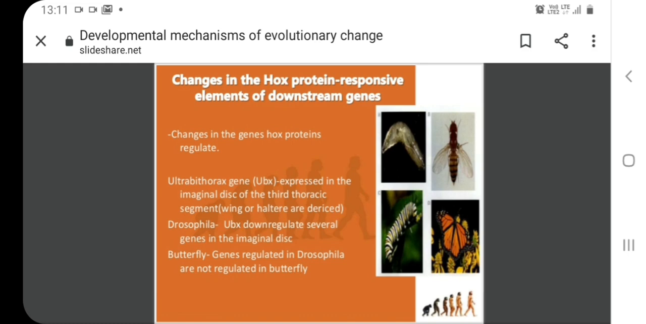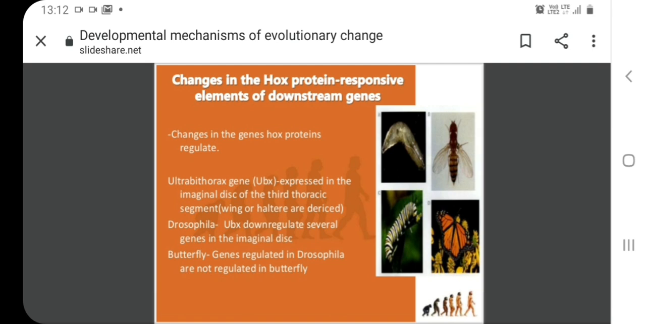Changes in the Hox protein responsive element of downstream genes. The Hox protein regulates the ultrabithorax gene expressed in the imaginal disc of the third thoracic segment. In Drosophila, the UBX downregulates certain genes of the imaginal disc, while in butterfly the genes regulated in Drosophila are not regulated in the butterfly.